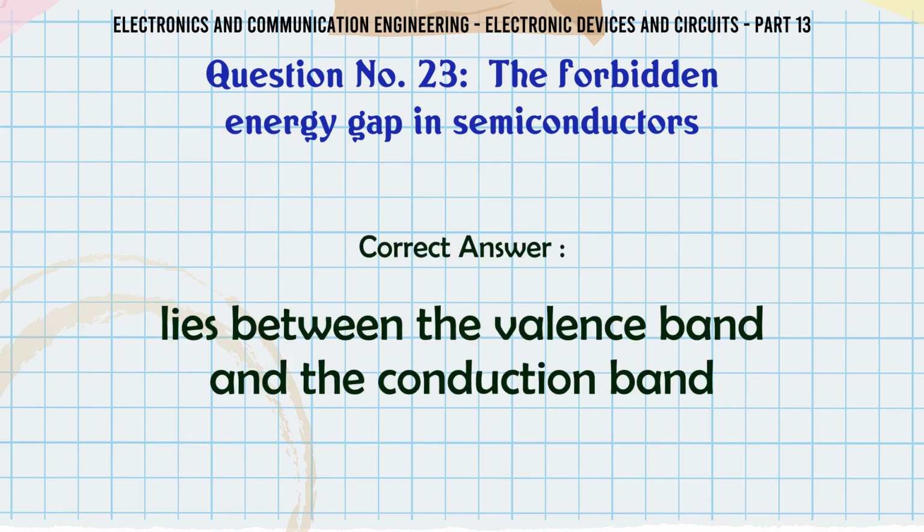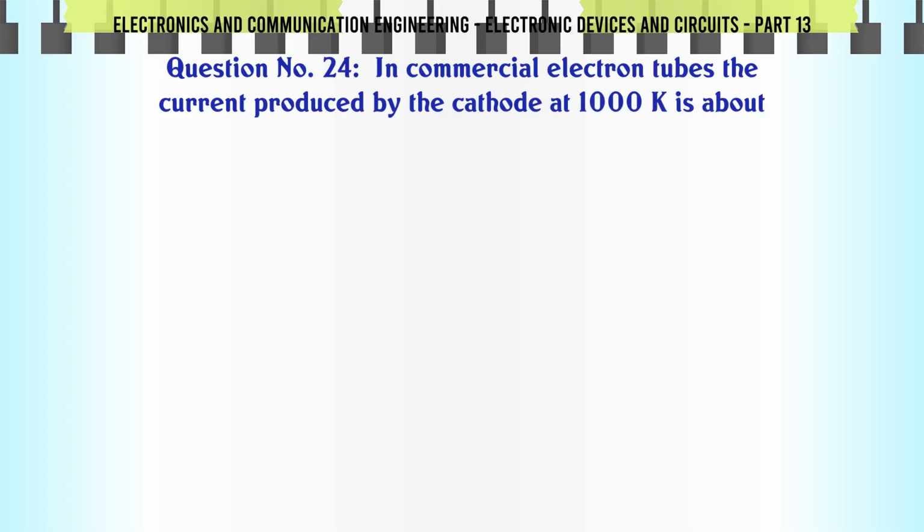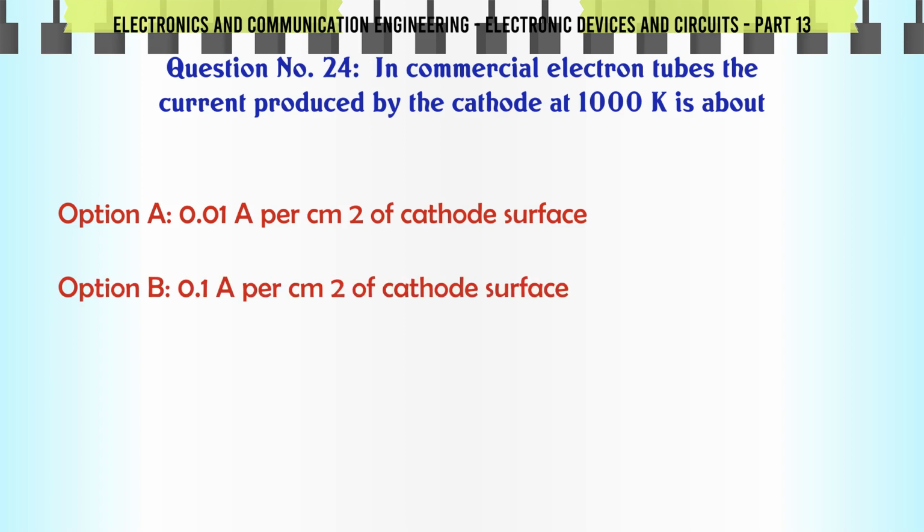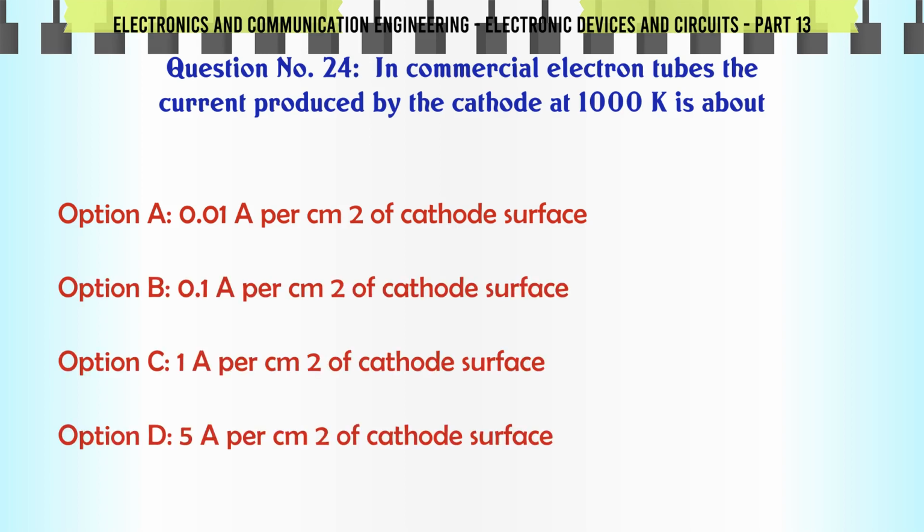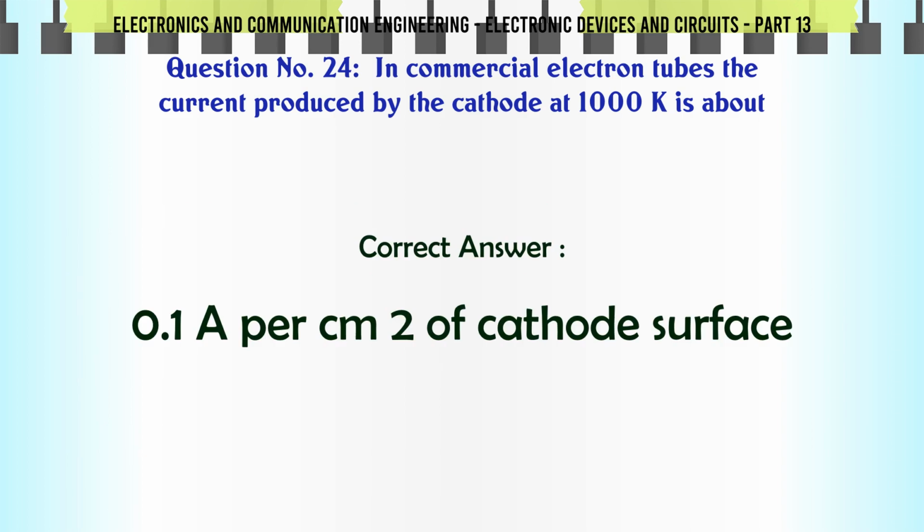The correct answer is lies between the valence band and the conduction band. In commercial electron tubes, the current produced by the cathode at 1000 K is about A. 0.01 A per cm2 of cathode surface, B. 0.1 A per cm2 of cathode surface, C. 1 A per cm2 of cathode surface, D. 5 A per cm2 of cathode surface. The correct answer is 0.1 A per cm2 of cathode surface.